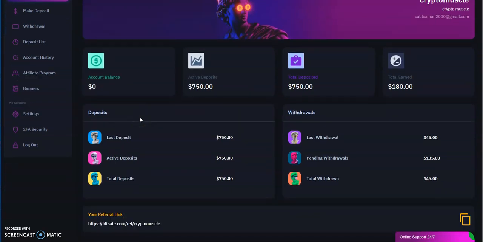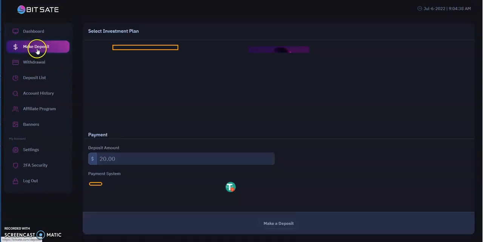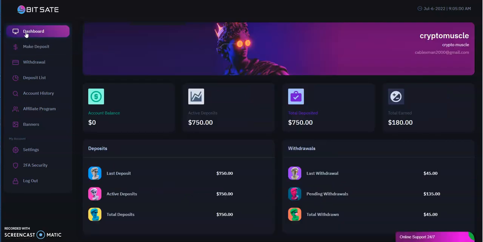When you deposit, let's see what you can deposit in here. Pretty good variety of cryptos: Bitcoin, Litecoin, Doge, Ethereum, Bitcoin Cash, Dash, XRP, Tether, Tron, BNB, and Stellar. That's XRP. I might have said Stellar. That's XRP, and that's Stellar there. So that is Bitsate here.